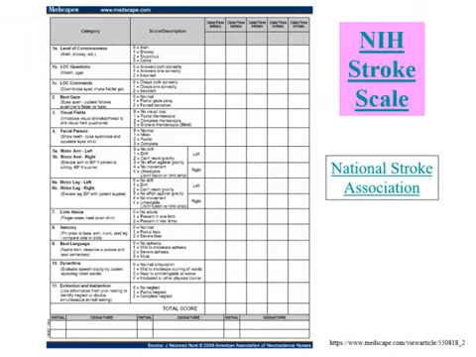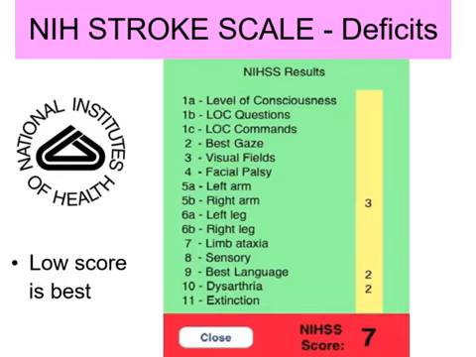So this is an example of what the NIH stroke scale looks like. Back in the day we did paper and you would just check that off. Now it's all in the computer. So these are the different areas that are assessed. They're looking at level of consciousness, going through the level of consciousness questions and commands. They're looking at gaze, visual fields, facial palsy, that's the drooping.